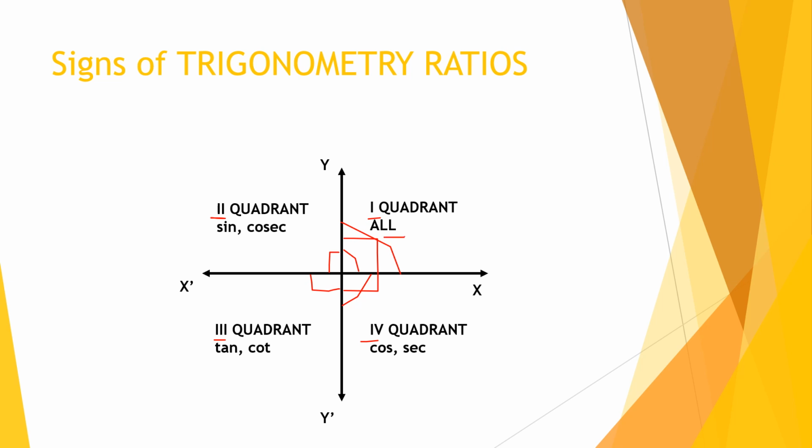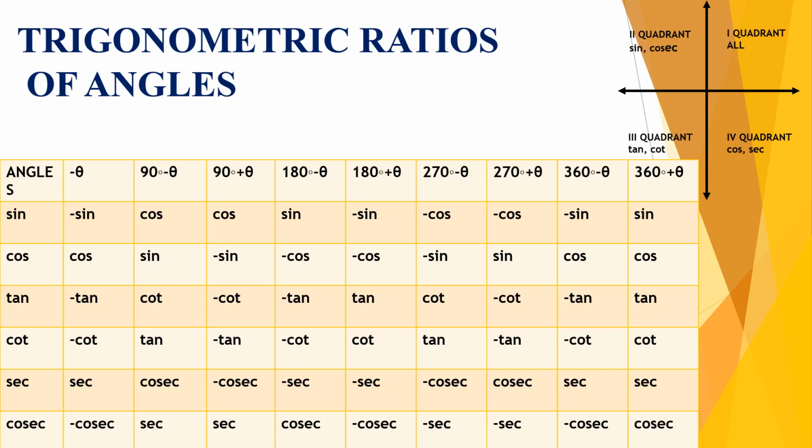With this concept, in the first quadrant, all the six trigonometric ratios, sine, cos, tan, cot, secant and cosecant, will be positive. When we move on to the second quadrant, only sine and cosecant will be positive. In the third quadrant, tan and cot are positive. In the fourth quadrant, cos and secant are positive. With the signs of trigonometric ratios, we are going to find the trigonometric ratios of angles.